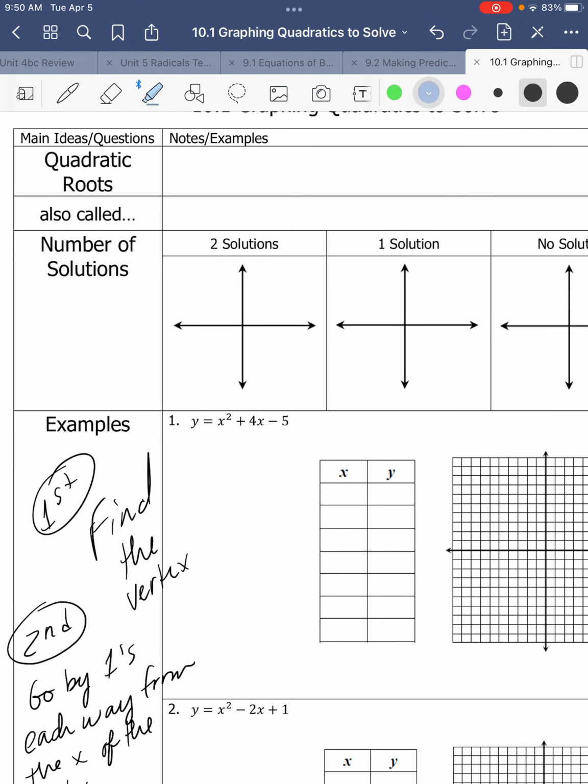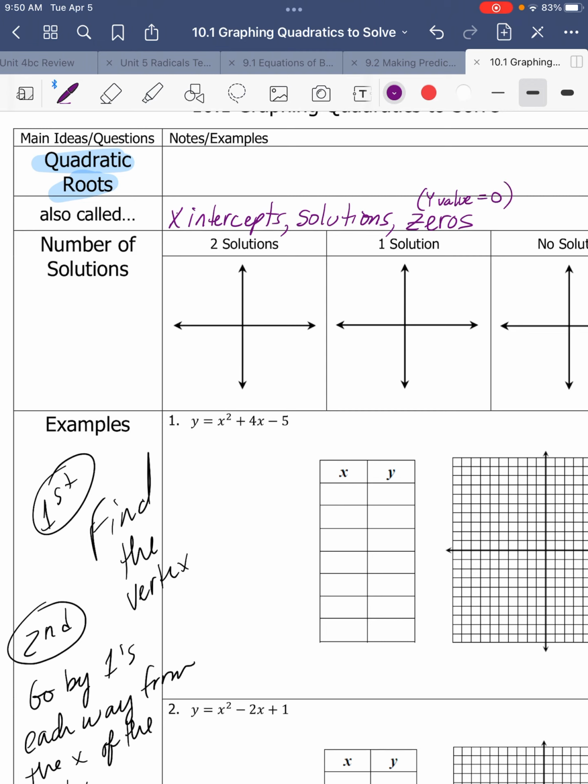So this is the start of our quadratics unit, and the roots of the quadratics have different names. One is x-intercepts. You probably have heard of them before. It's where the graph crosses through the x-axis. These also can be called solutions, and they also can be called zeros. It's where the y value is 0. That's why we call them zeros.